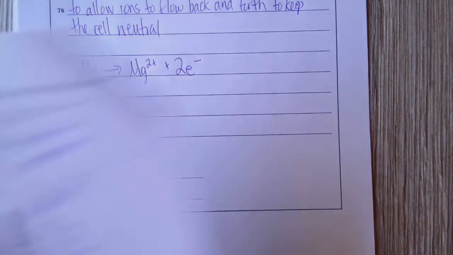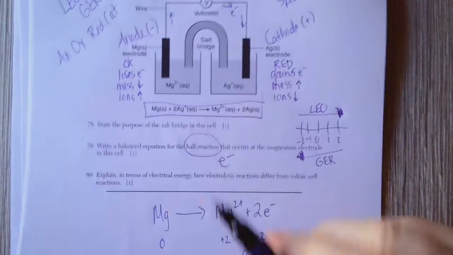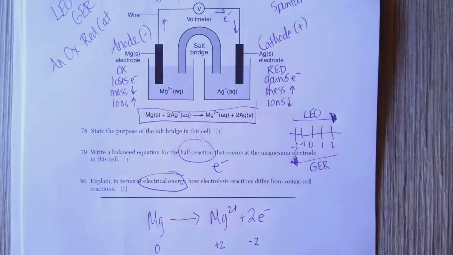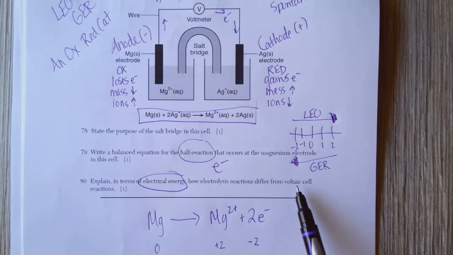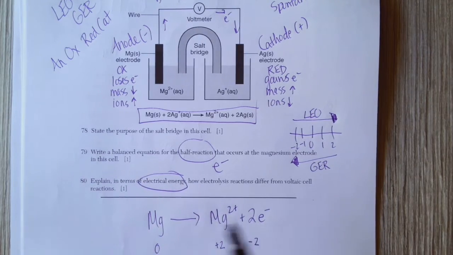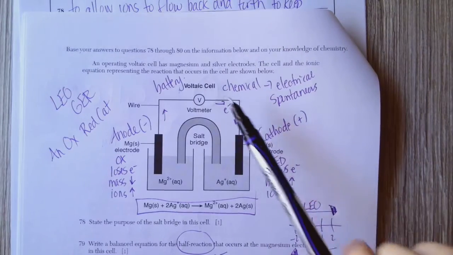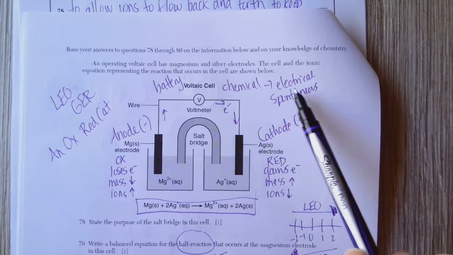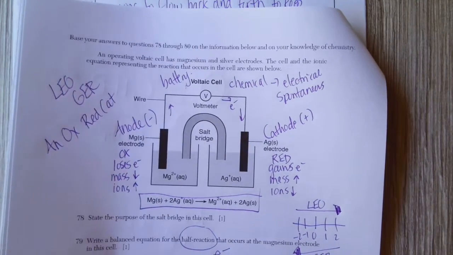Okay. Last question for this section. Explain in terms of electrical energy. So I have to use the words electrical energy. How electrolysis reactions differ from voltaic cell reactions. Okay. So it's basically reverse. Remember how I said a voltaic cell converts chemical energy into electrical energy? Well, electrolysis is the opposite.